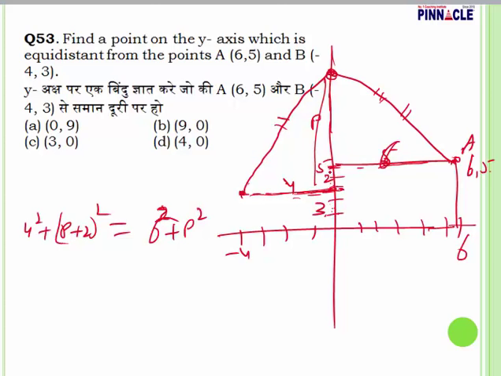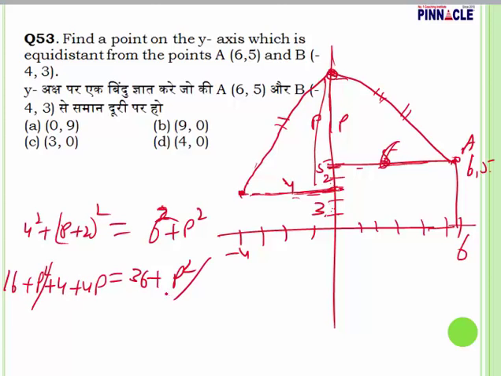This is 4 square, and this is p plus 2 square, which is equal to 6 square plus p square. This is 6 square and this is p, from here to here. This side and this side we have to make equal. So 36 plus p square should be equal to 16 plus p square plus 4 plus 4p. The p square cancels, and 4p is equal to 16, p is equal to 4.